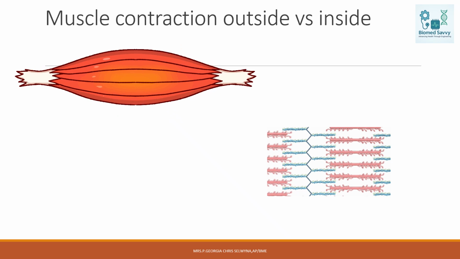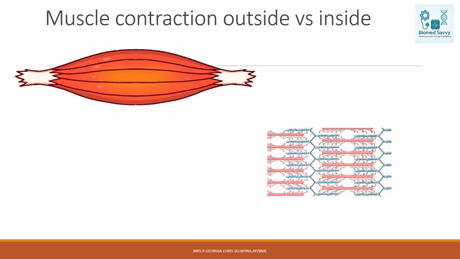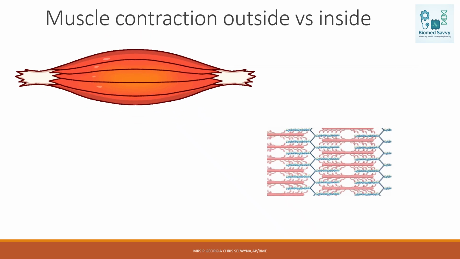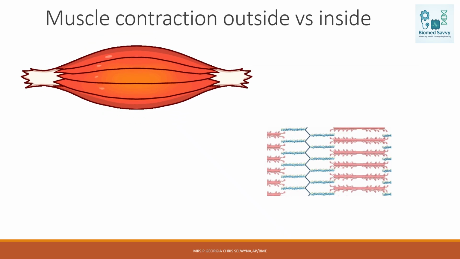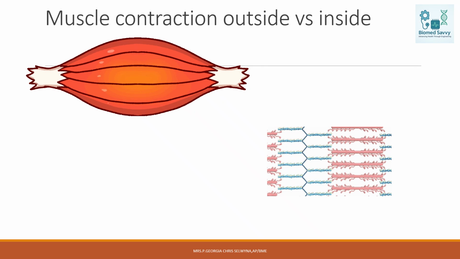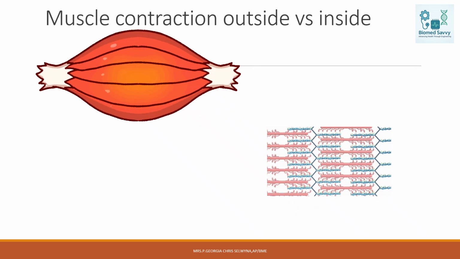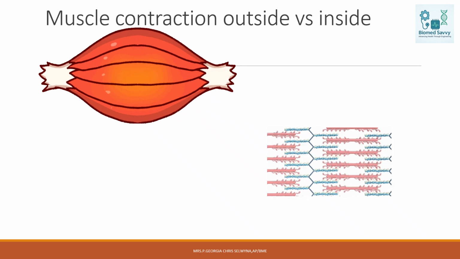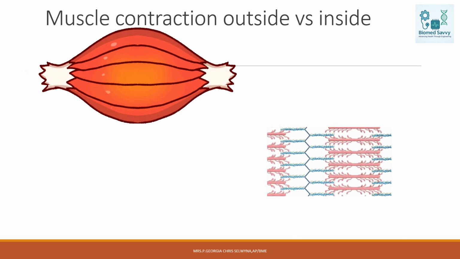In conclusion, the sliding filament theory provides a detailed explanation of how electrical signals are converted into mechanical force in a skeletal muscle. This mechanism is essential for voluntary movement, posture maintenance, and locomotion.